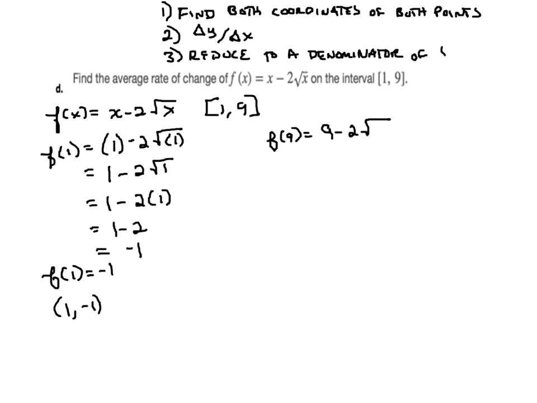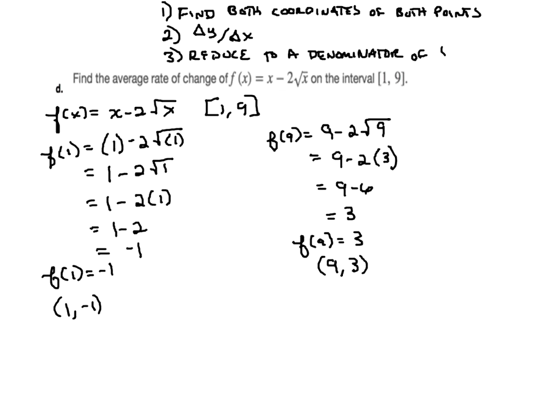f of 9 is 9 minus 2 times the square root of 9. The square root of 9 is 3, so this is 9 minus 6, which is 3. So f of 9 equals 3. That is the point (9, 3). Now I'm ready to actually find my average rate of change.